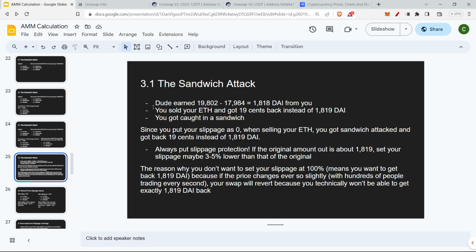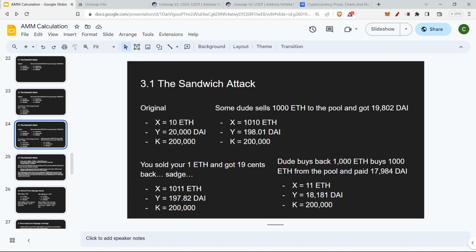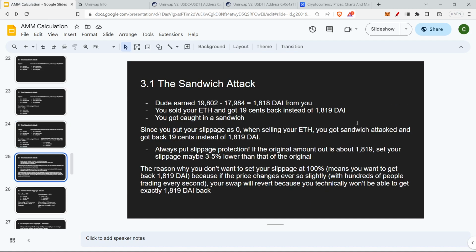This is what happened. The dude earned 19,802 minus 17,984. When he sells 1,000 Ethereum, he got 19,800. When he buys back 1,000 Ethereum, he only paid 17,984. So he got 1,818 DAI from you. And you sold your ETH and only got 19 cents. In other words, you got caught in a sandwich because you are in the middle and the dude front runs you and back runs you. Since you put your slippage to 0 when selling your Ethereum, you got sandwich attacked and got back 19 cents instead of 1.8k DAI.